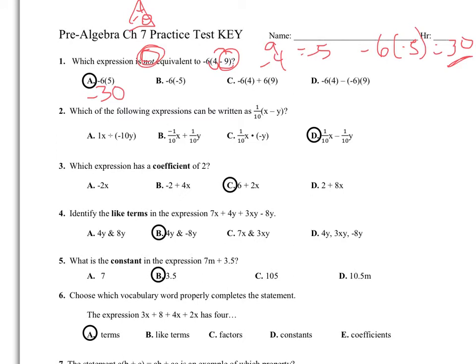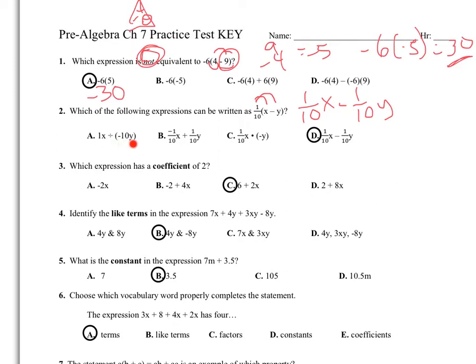Number 2, which of the following expressions can be written as 1/10 times the quantity of x minus y? Well, let's go ahead and see what this does when we distribute this through. So 1/10 times x, and then 1/10 times negative y. Okay, 1/10 times x is 1/10 x. 1/10 times negative y is negative 1/10 y. Okay, let's see if anything matches that.